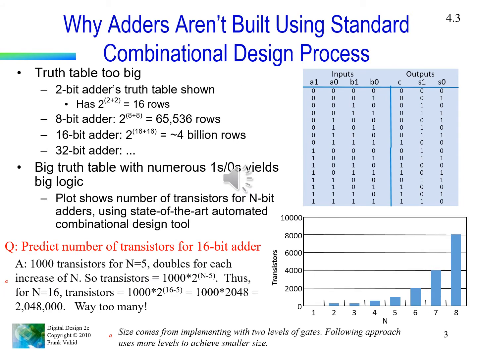Now we want to compare the size of the truth table for an n-bit adder. A 2-bit adder has 2 raised to 2 plus 2, which is 16 rows. An 8-bit adder has 2 raised to 8 plus 8, 2 raised to 16 rows, and so on. So you can see the size of the truth table increases.